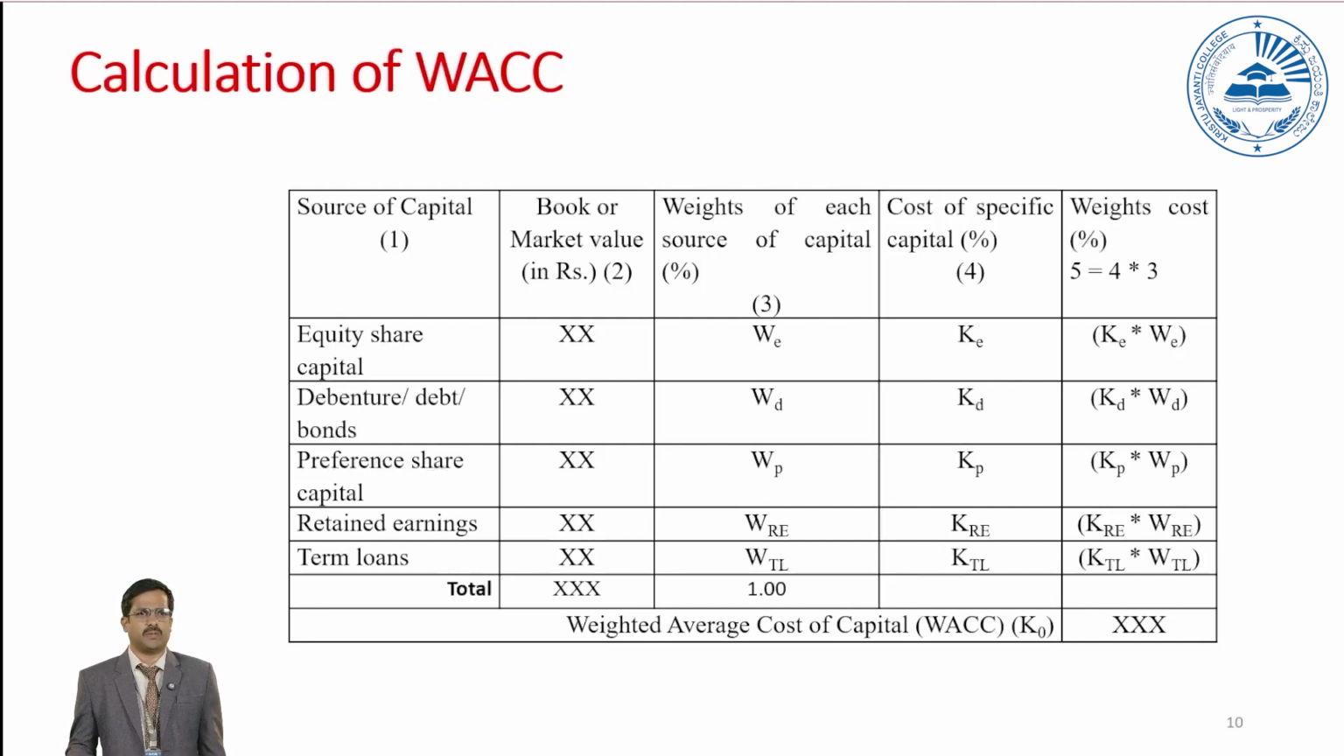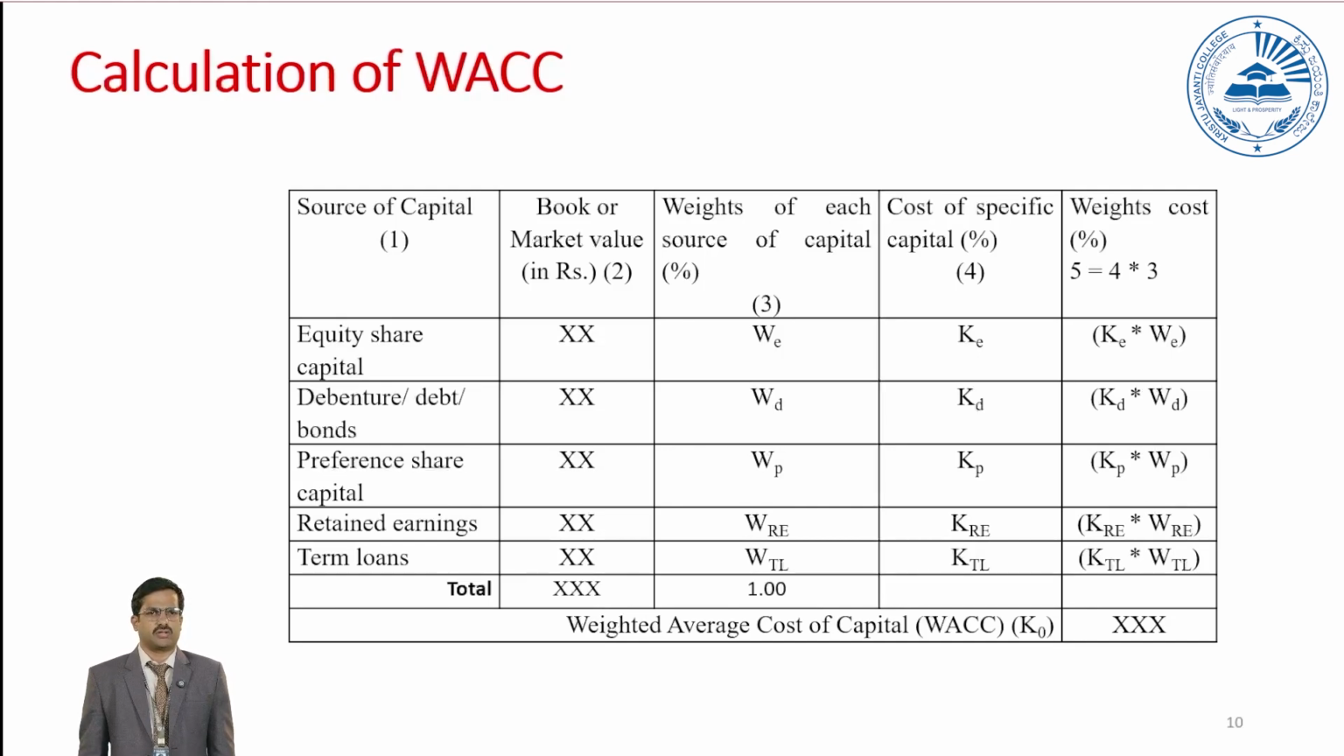What kind of source of capital the company raised, whether it's an equity source, or debentures, or preference shares, or retained earnings, or long term loans, and how much they have raised. Normally, two types of values will be given, based on the book value or based on the market value. Book value will be available in the balance sheet.